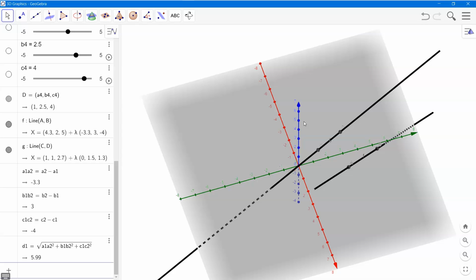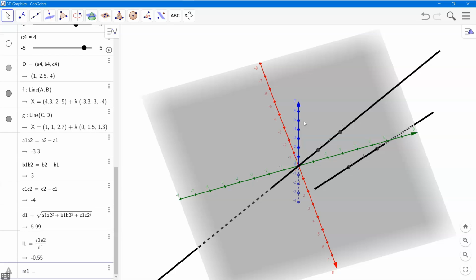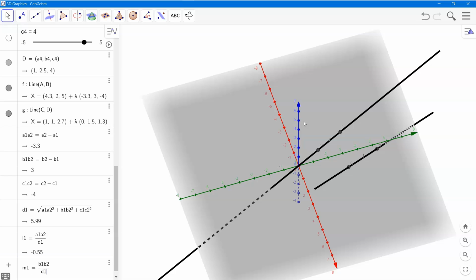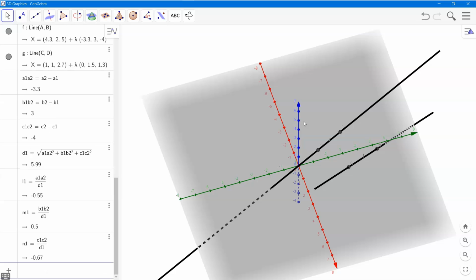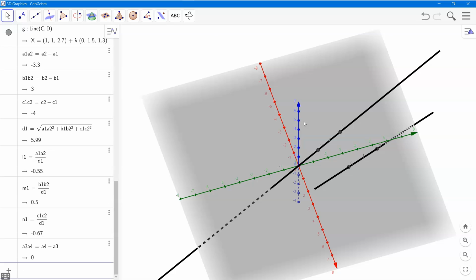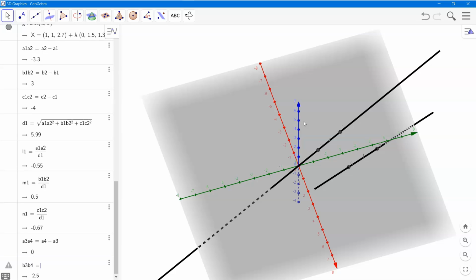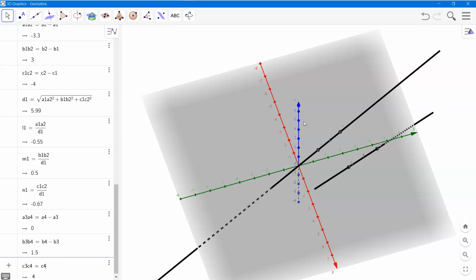Okay, and now the direction cosines would be L1 is equal to A1A2 by D1. M1 is equal to B1B2 by D1. And N1 is equal to C1C2 by D1. So I've got the direction cosines now. Similarly, we have to do it with respect to the other line. So A3A4 is equal to A4 minus A3. B3B4 is equal to B4 minus B3. And C3C4 is equal to C4 minus C3.